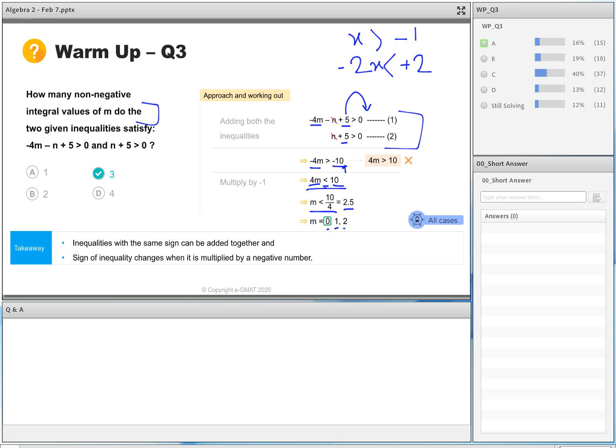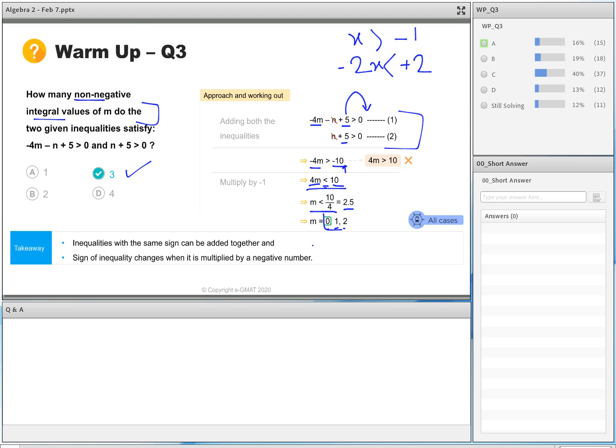It's given how many non-negative integral values. So not only are we required to find the number of integral values, they also should be non-negative in nature. So I cannot go to negative values such as minus 1, minus 2, and all those. I have to stop at 0. The moment I stop at 0, what are the numbers that I have? I have 0, 1, and 2. So in all, I have a total of 3 possible non-negative integral values of m. That is the solution for this question.